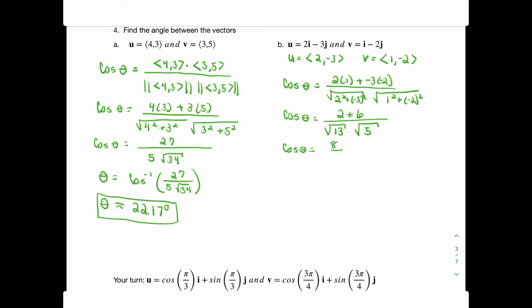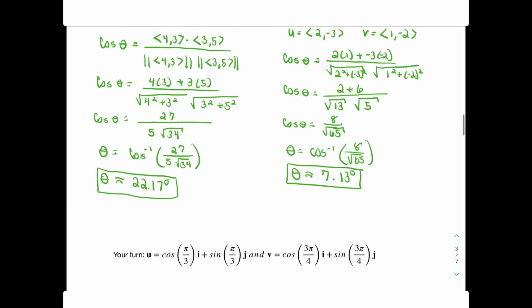we end up that the cosine of theta is equal to 8 divided by the square root of 65. So therefore theta is going to be equal to the inverse cosine of 8 over the square root of 65, which is approximately 7.13 degrees. Okay. You try this last one, but make sure you start by converting those vectors into component form.